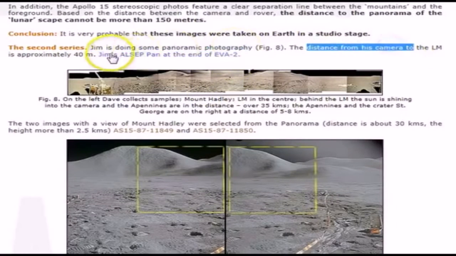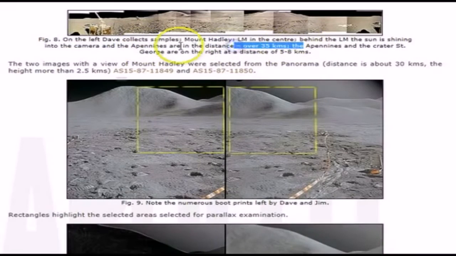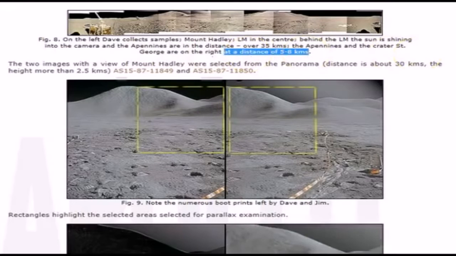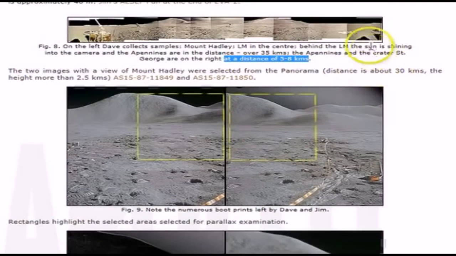Okay, on the left, Dave collects samples. Mount Apennines are in the distance, over 35 kilometers. The Apennines and the crater St. George are on the right at a distance of 5 to 8 kilometers.